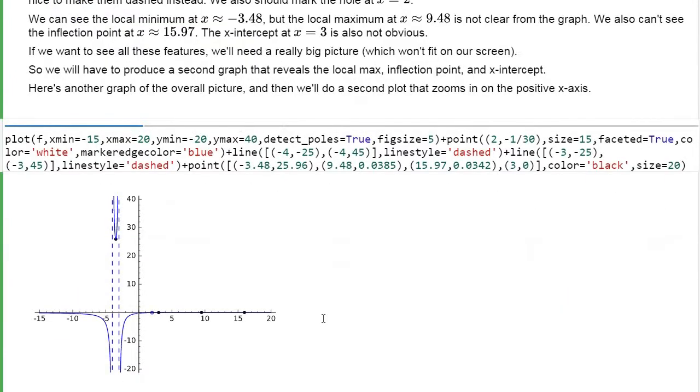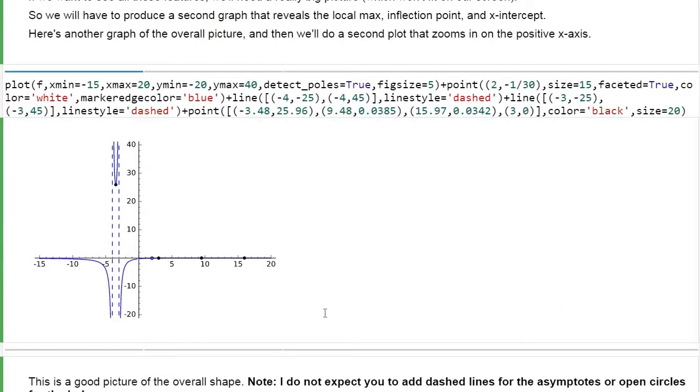Okay, here's the second graph. I went out further in this way so I could see the horizontal asymptote better, see more of that one. Kind of scrunch this part down. I marked the local min, the x-intercept, the local max, and the inflection point. So now that they're marked, I know something's there, but it's not obvious what.